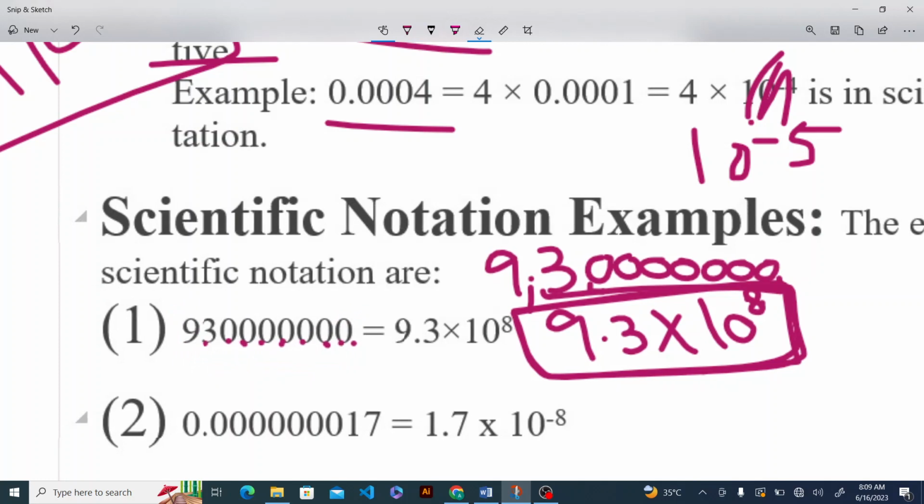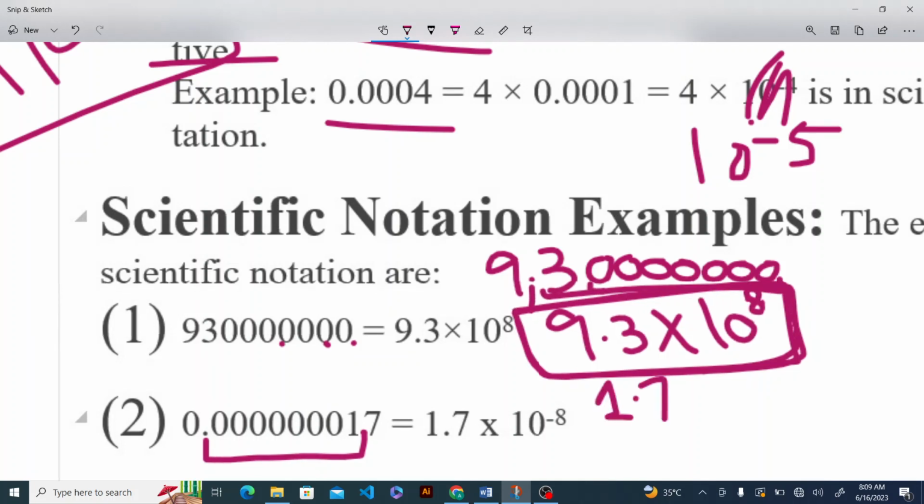Now let us see the second example for the tiny number. The number is 0.00000017. This is a very small number. So what we are going to do, we are going to shift this decimal point to this point after the first non-zero digit 1. So it will be written as 1.7.